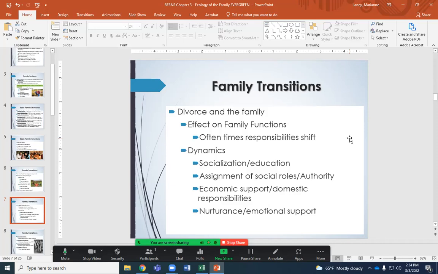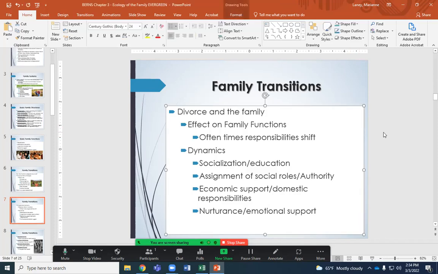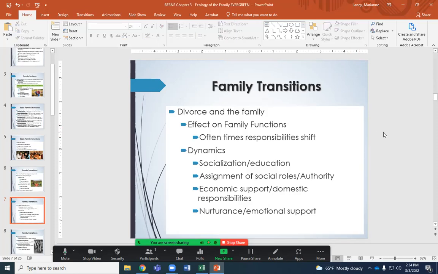Assignment of social roles, the authority. Maybe one parent wasn't such an authority figure and now they have to step up, right? And economic support. I have a friend, when we were 14, her parents got divorced. It was the first parents that I knew were divorced. I mean, this was like 1986, way back when. Divorce has been around forever, but it was less common back then. And it was kind of a good thing, because sometimes, when you're cowering with your sister in a room and your parents are throwing stuff at each other in the next room, it's time, right?